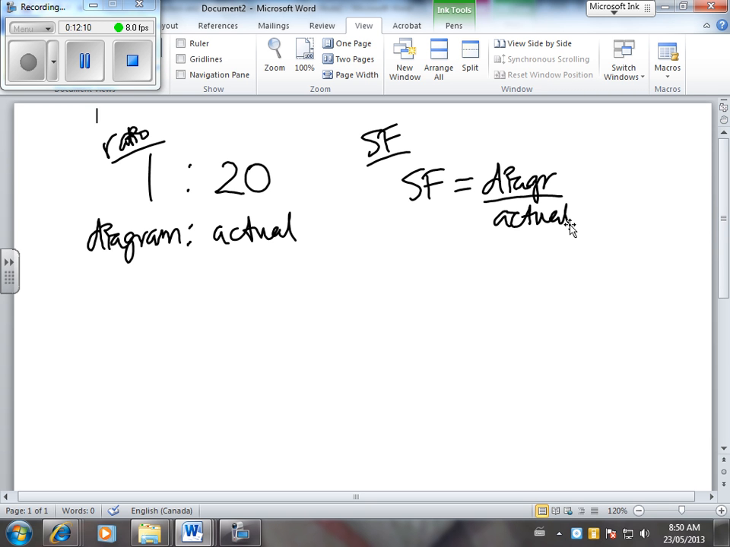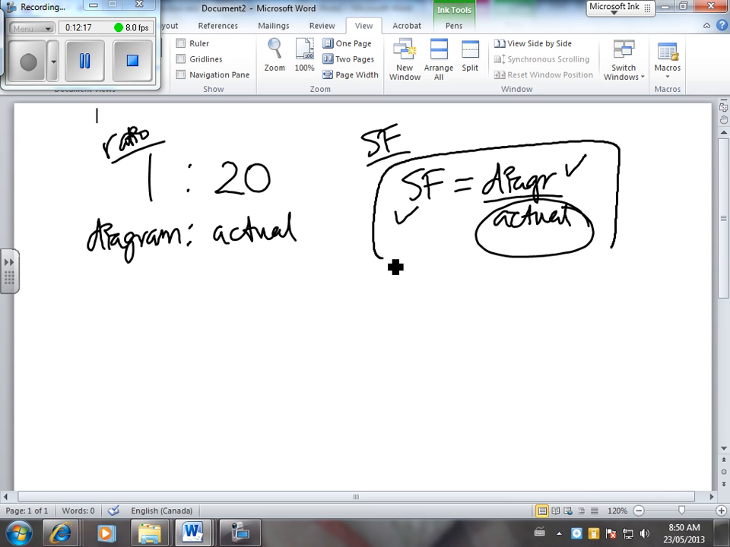Okay, so if you know your scale factor and your diagram, you can rearrange to find actual. So this is an equation just like every other equation we've been working with, and you can rearrange to find a missing part.